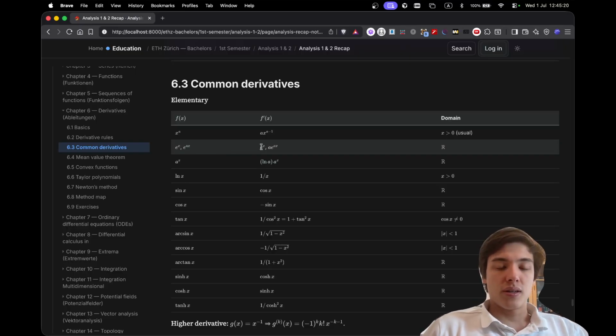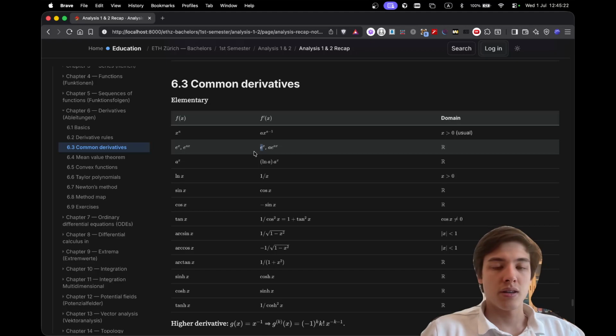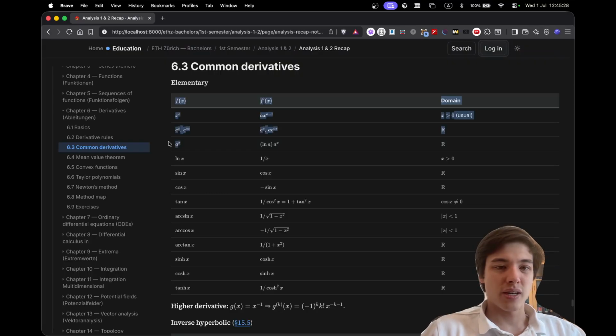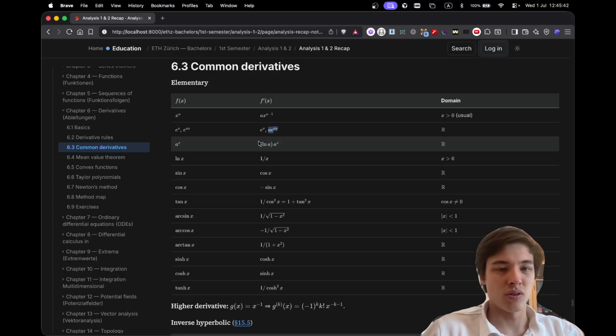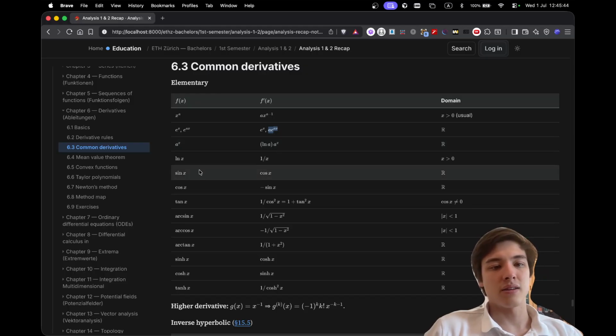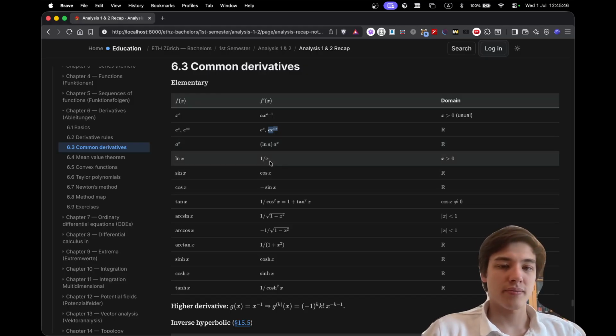For natural numbers, for exponentials, e, this should be clear. If it's a to the power of x, then we just have ln a. We can just do e to the power of ln a times x to get this. That's why the ln a comes forward, like this rule. Ln of x, the derivative is 1 over x.